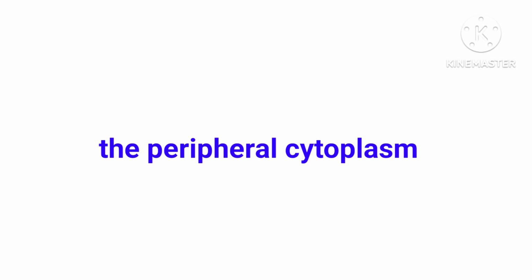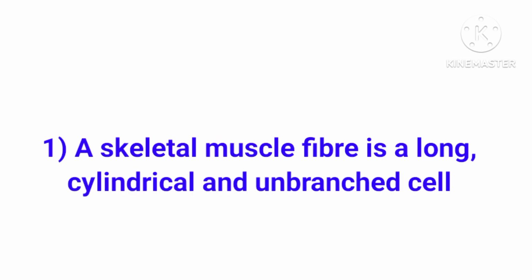Peripheral refers to the forming. Cytoplasm means the cytoplasm of a muscle fiber is called sarcoplasm. Cytoplasm is present in every type of living cell.